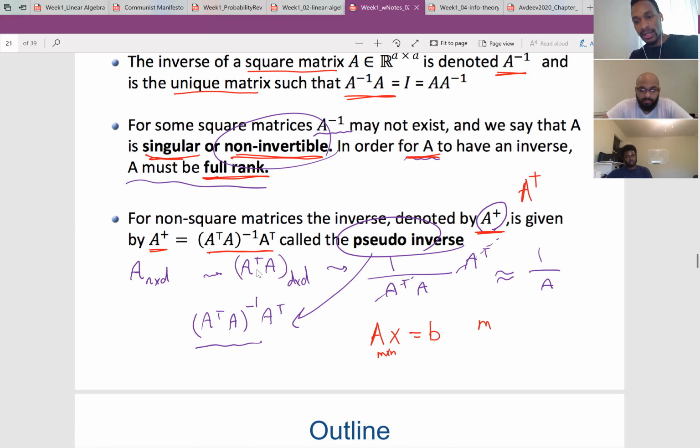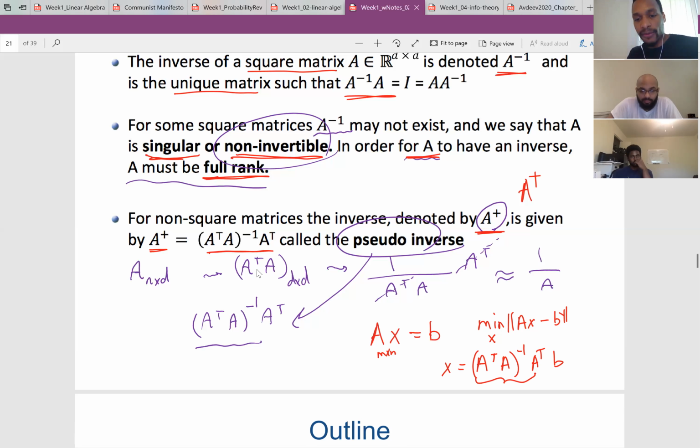So when you try to minimize this norm, the solution to this problem, and I think this will come up in one of our future lectures, the solution will be that X is equal to (A transpose A) inverse times A transpose times B. And so this is the pseudo inverse. So that's mainly the way it's used.